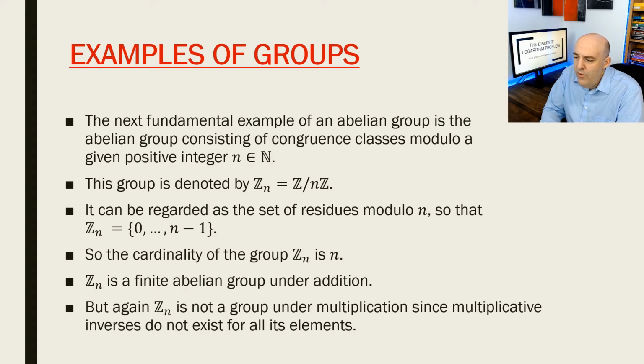Now, the next important abelian group to consider is Zn, which is the set of residue classes modulo n. So we can regard Zn as the set of integers 0 up to n minus 1. Under addition, this is an abelian group, and its cardinality is n, so this is a finite group. There are n elements in it, and we see again that although Zn is a group under addition, it is not a group under multiplication, because multiplicative inverses don't always exist for all of its elements.